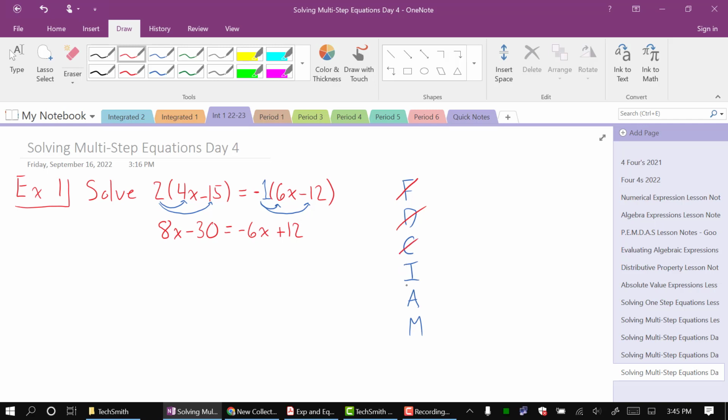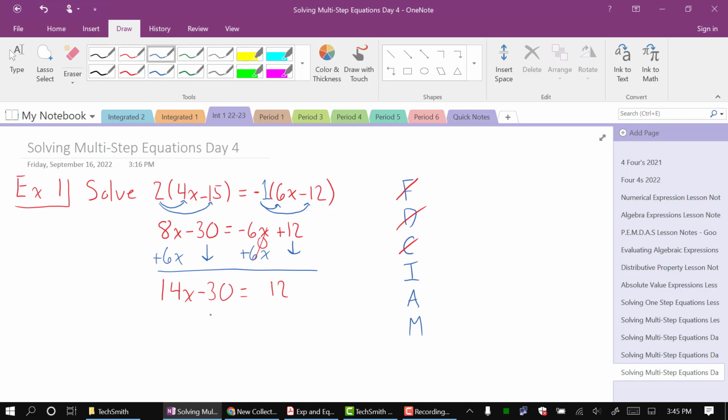Next step, isolate the variable. And when I look at this, I have the variable on the left and on the right. So I want to get rid of the smaller variable, and that's going to be the negative 6. So add 6x to both sides. I'm not doing anything with these two terms, so I'm going to go ahead and just drop them down. So that gives me 8 plus 6 more is 14x minus 30 equals, over here I have a 0. Negative 6 and positive 6 results in 0. And then we just have 12.